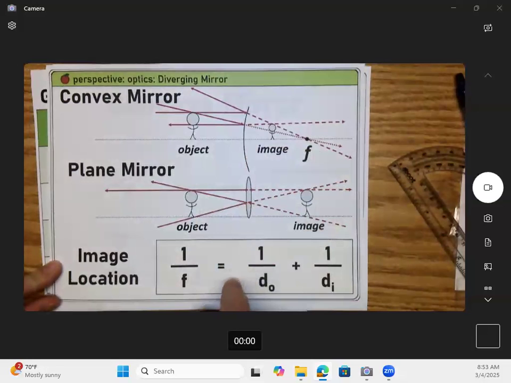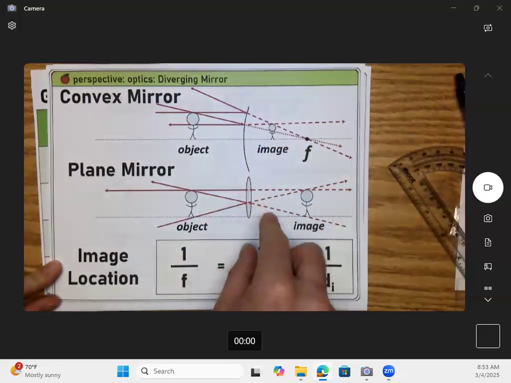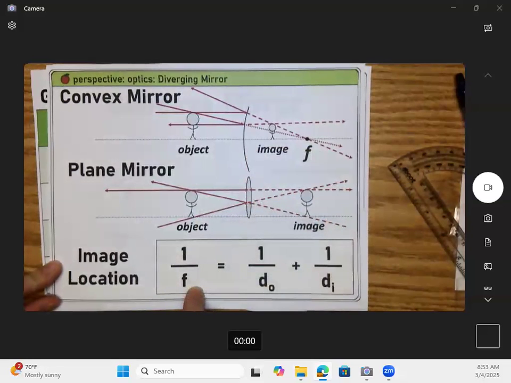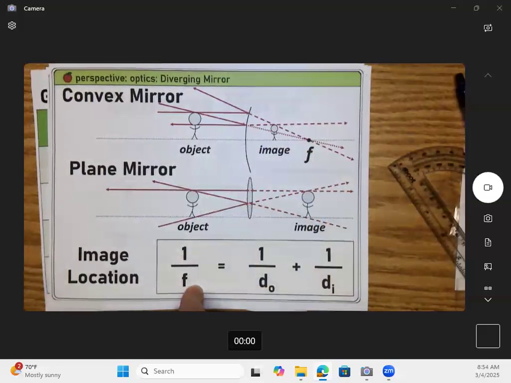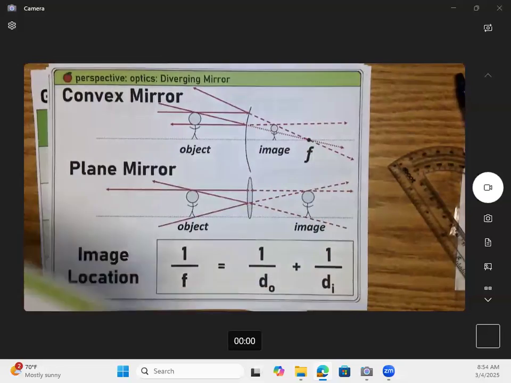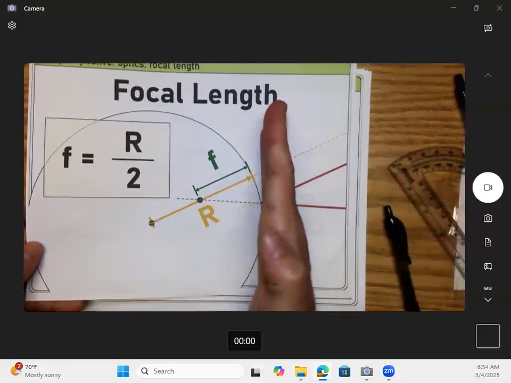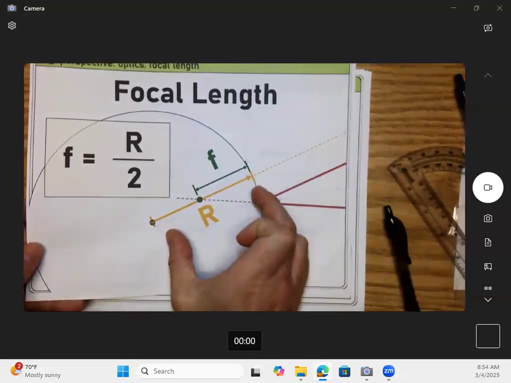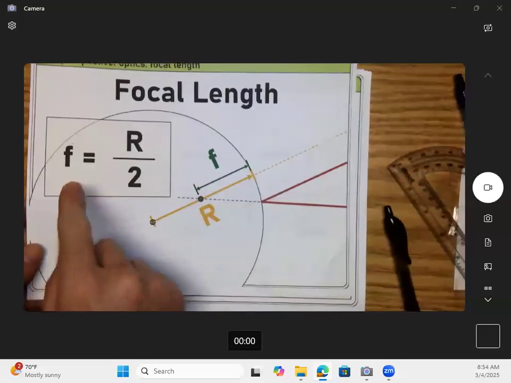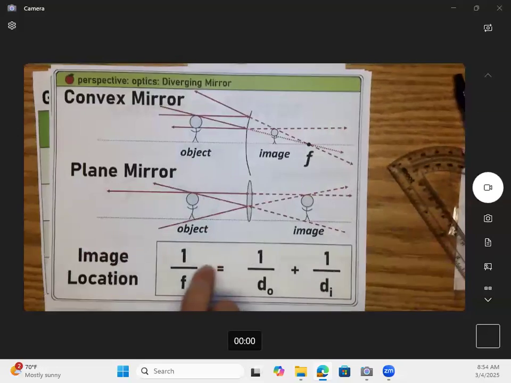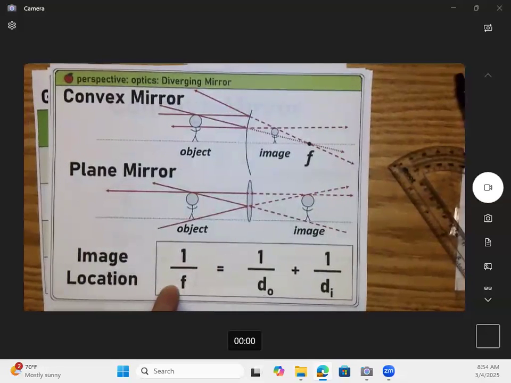Now, guys, what about for a plane mirror? What do you think the focal length would be for a plane mirror? Like, how big would the sphere have to be so that you think the surface is actually a plane? The radius would have to be how big? Yeah, that's right. Like infinity. And then what's half of infinity? Still infinity.